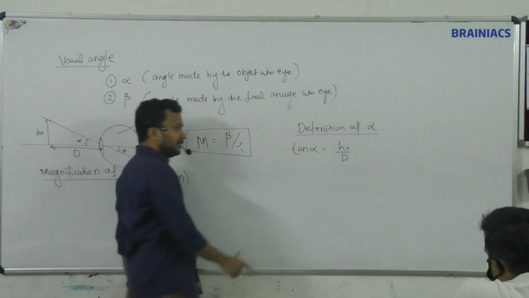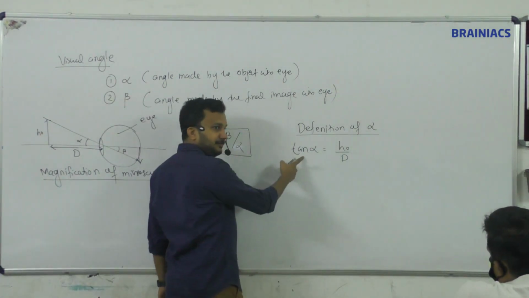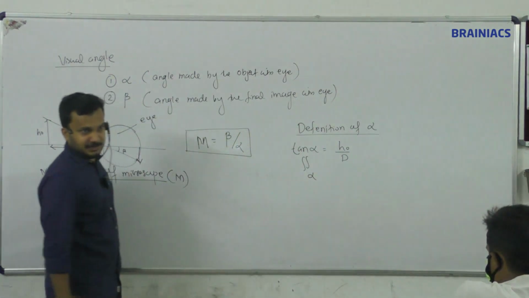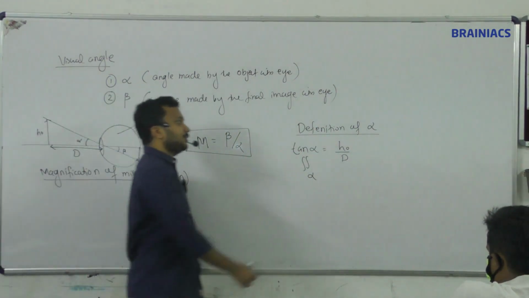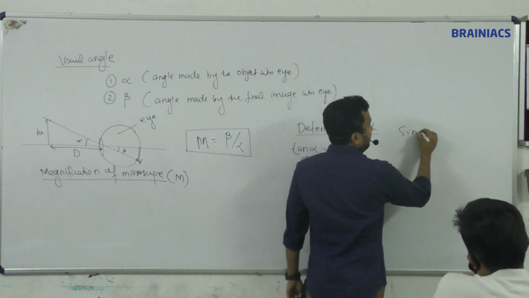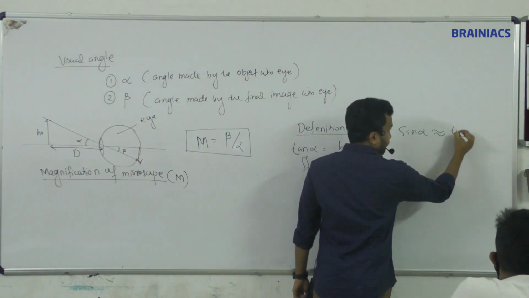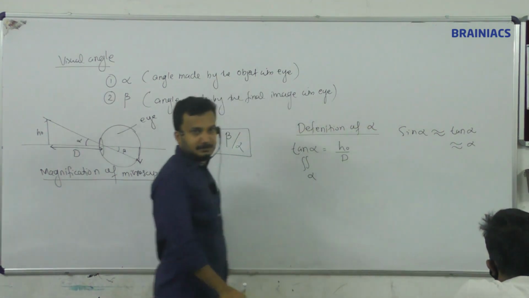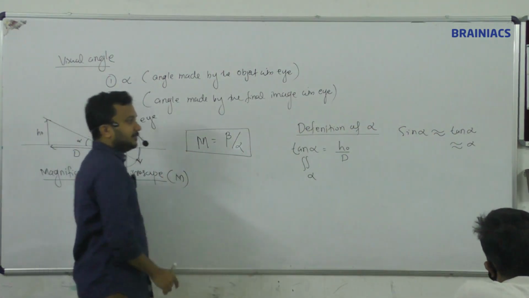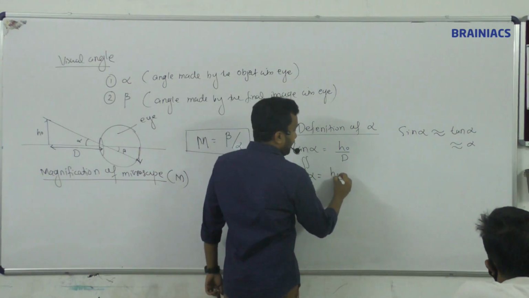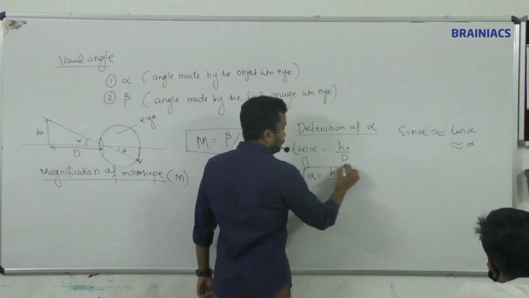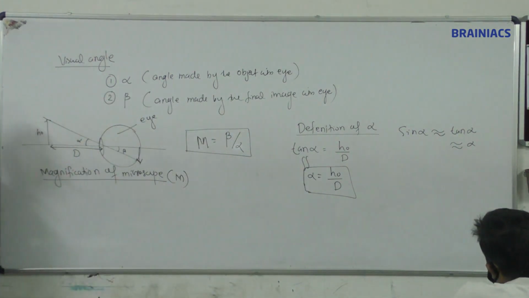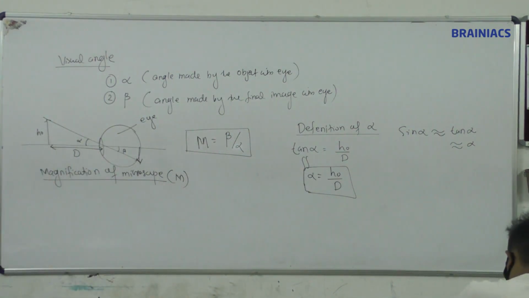Similarly, sin alpha and tan alpha are approximately equal to alpha for small values. Sometimes we write that sin alpha is approximately equal to tan alpha, which is approximately equal to alpha. All are correct. So alpha is equal to h0 by D. You will use this in the majority of problems while solving. H0 by D, the definition of alpha.